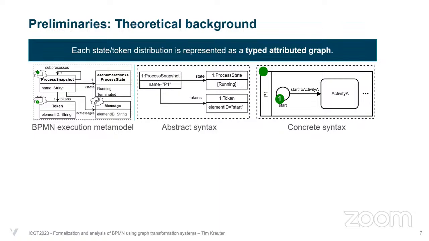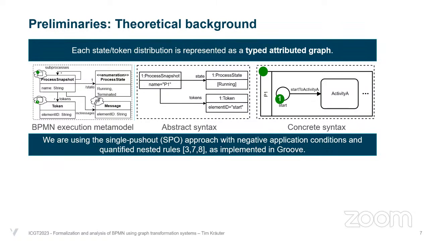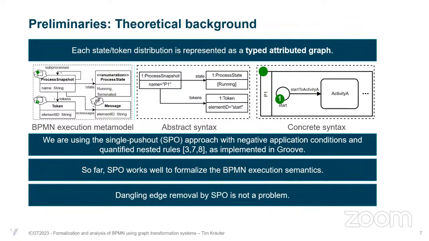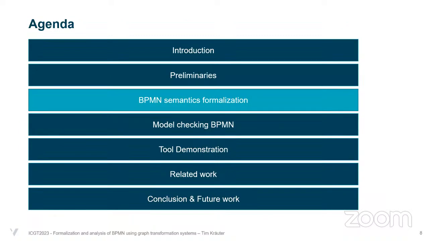And we're using the single pushout approach with negative application conditions and quantified nested rules, as it is implemented in Groove. We use the Groove transformation tool, which is quite powerful here, and it also has this checking of properties, which we will see later on. So far, SPO works well for all BPMN execution semantics, so there's no reason to look at other approaches. And this dangling edge removal is not really a problem. You can write or do it as you want. But as you can see, I'm only reusing what you guys have done in the way to work here in all these tools. Let's get to what I've really done.